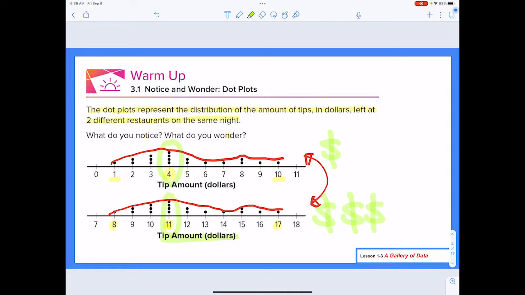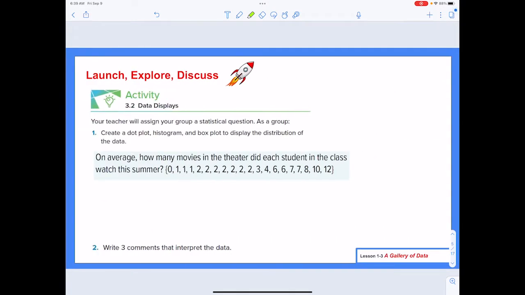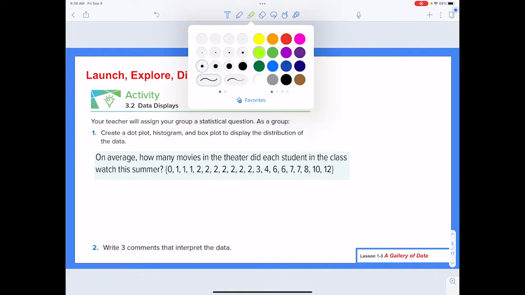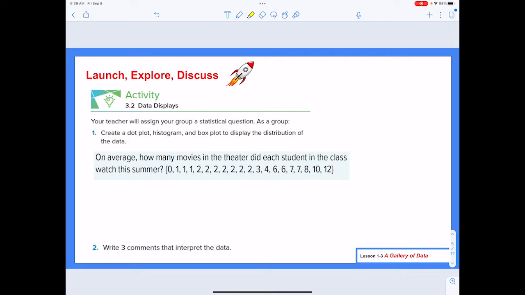So that's what we're looking at today. Today's activity says here, your teacher will assign your group a statistical question. As a group, we're going to create a dot plot, a histogram, and a box plot to display the distribution of the data. So what I've done today, because we're doing this online, is I'm putting one right here for you to do that with. So let's go ahead and work that out together real quickly.